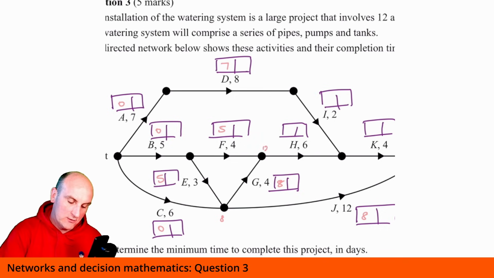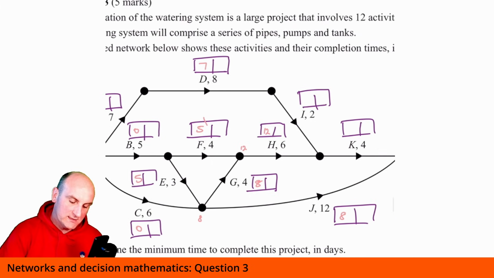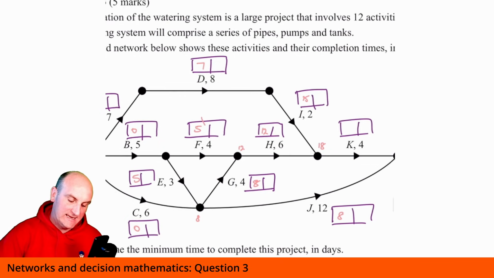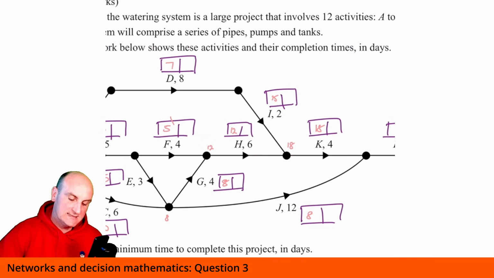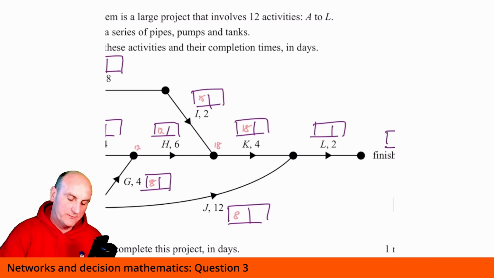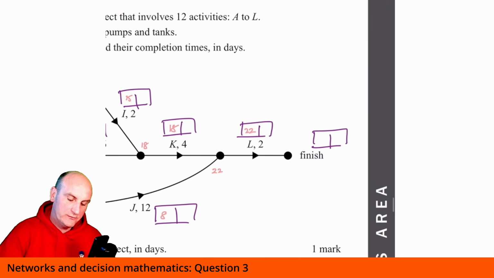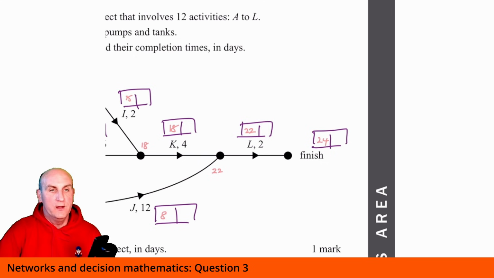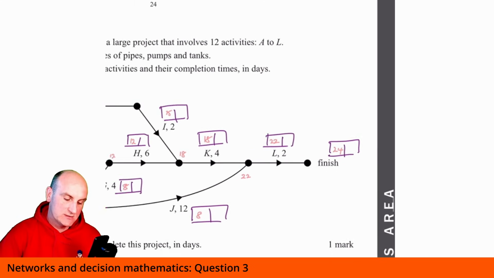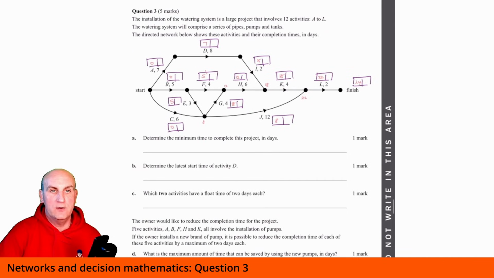8 plus 4 gives me 12. 5 plus 4 gives me 9, so I'm going to choose 12. 12 comes into there. 12 plus 6 gives me 18. 7 and 8 gives me 7, 14, 15. 15 and 2 gives me 17, so I'm going to choose the 18 because it's got to be the biggest one. So that'll be 18. 18 plus 4 gives me 22. 12 and 8 gives me 20, so I'm going to choose 22 there. 22 and 2 gives me 24. So let's bring this back to normal size. And let's say that the minimum completion time of the project is going to be 24 days.